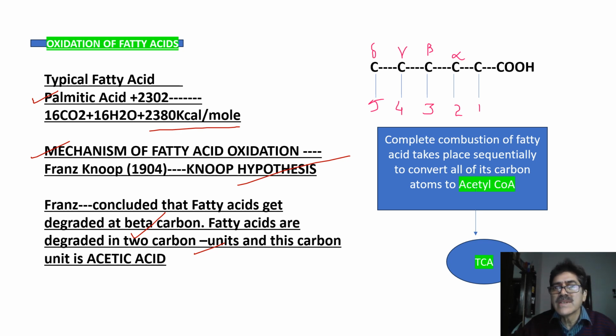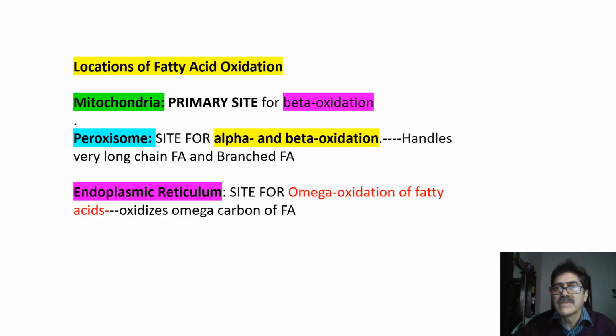So here we can see this fatty acid over here. As per Greek nomenclature, the first carbon atom would be alpha, this would be beta, gamma, delta, and finally omega. So oxidation of this particular fatty acid takes place at beta carbon. That is why it is called beta oxidation. Now, fatty acid oxidation, as we said, beta oxidation, mainly takes place in the mitochondria. That is the primary site for beta oxidation.